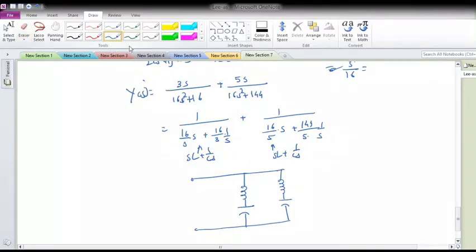Okay, and what is the value of the inductor here? That is 16 by 3 Henry. This is sL plus 1 over sC, so it will be 3 upon 16 farad. Similarly, what about here? It will be 16 by 5 Henry, and this will be 5 upon 144 farad. So this is the simple Y of s realization.